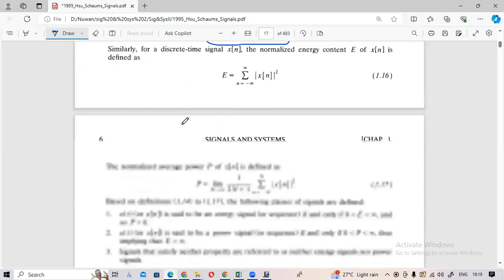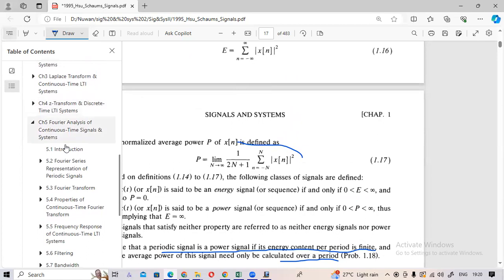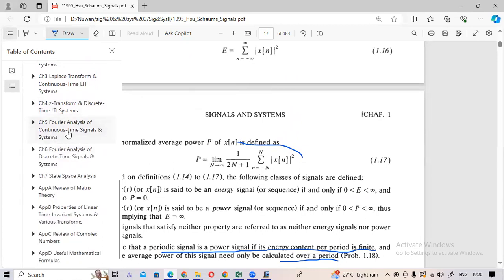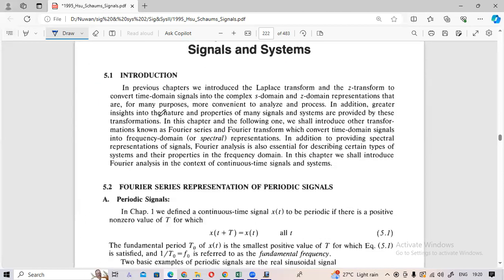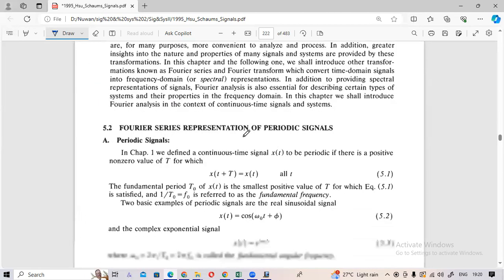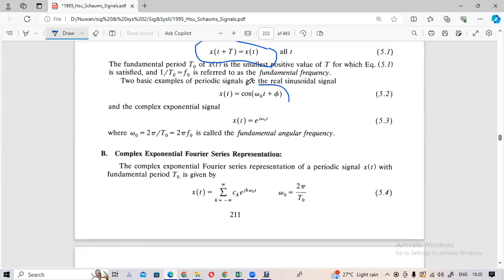So we will again move to the Fourier analysis, that is chapter 5, continuous time Fourier analysis. You can see this spectrum introduction and read it. If you have any problem, you can ask. These are the definitions for the periodic signal, this is a sinusoidal signal representation, and this is a complex signal representation. These are periodic signals.